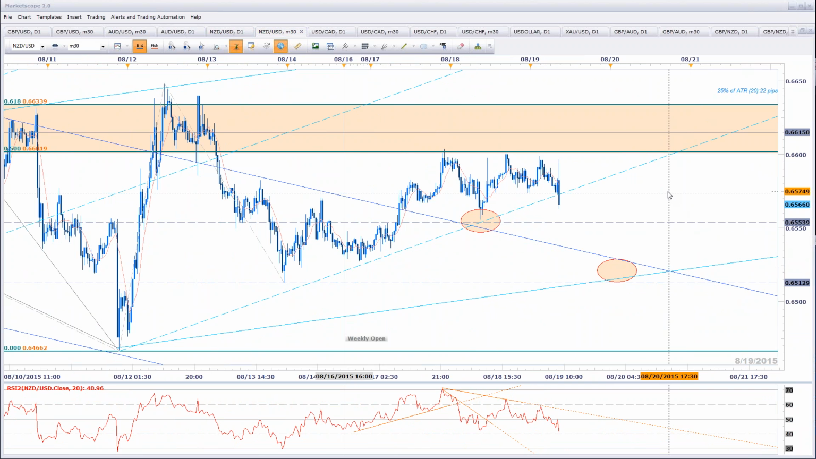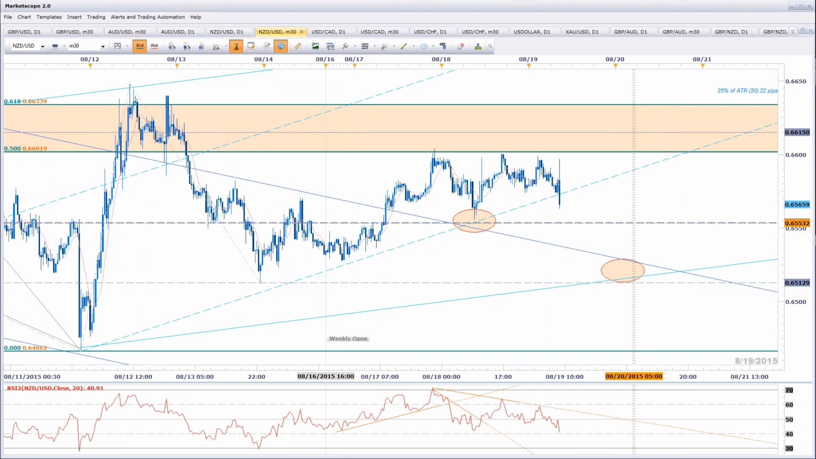All right, any questions on the Kiwi dollar before we move on to the radar charts? As usual, guys, if you have any questions or trade setups you'd like to review, please feel free to throw them on the message board. We'll be more than happy to take a look.